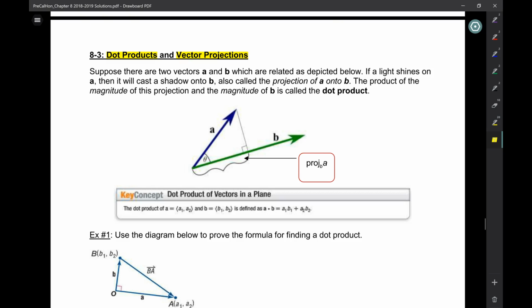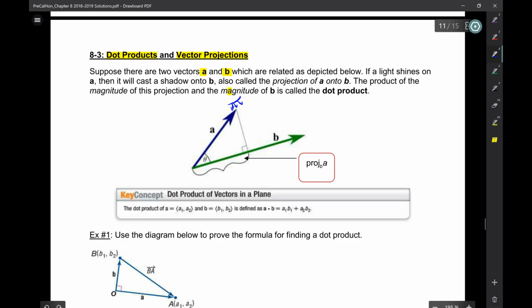So what is a dot product? Suppose you have two vectors, A and B, and they are connected like what it says here. This is how they're related. Now, suppose you shine a light onto A like this, like you have a flashlight, and you shine a light like that. Vector A will create a shadow onto vector B, right?